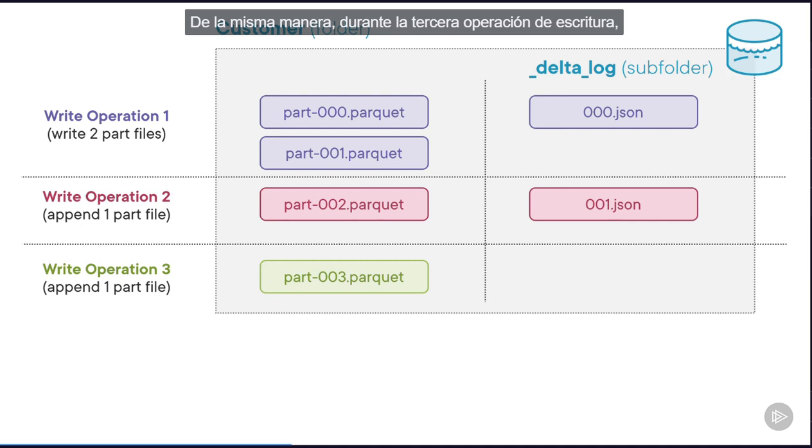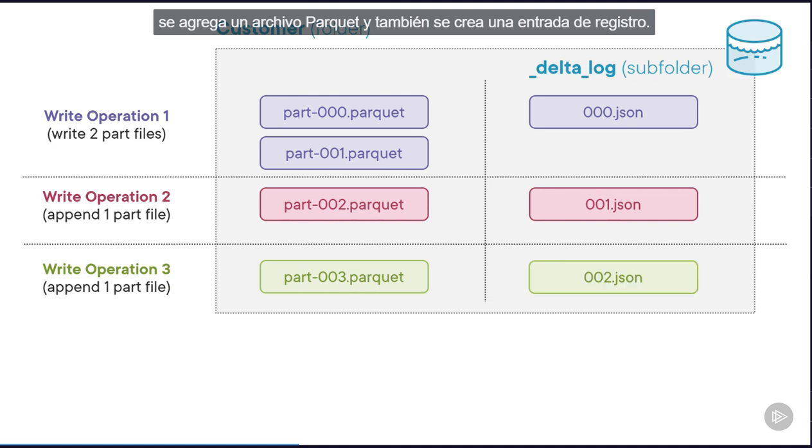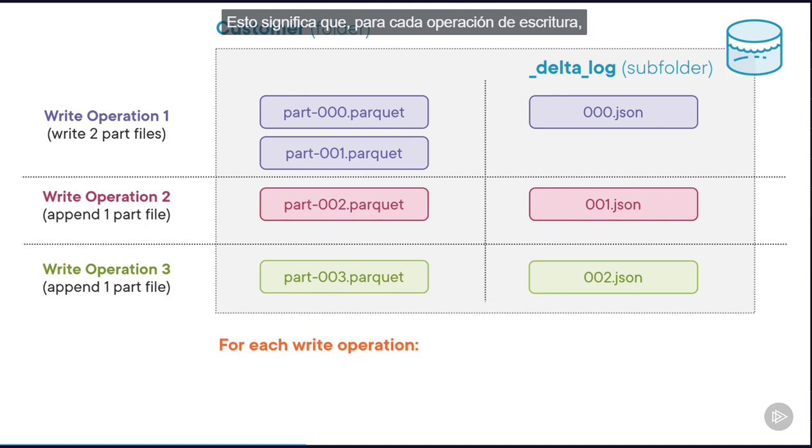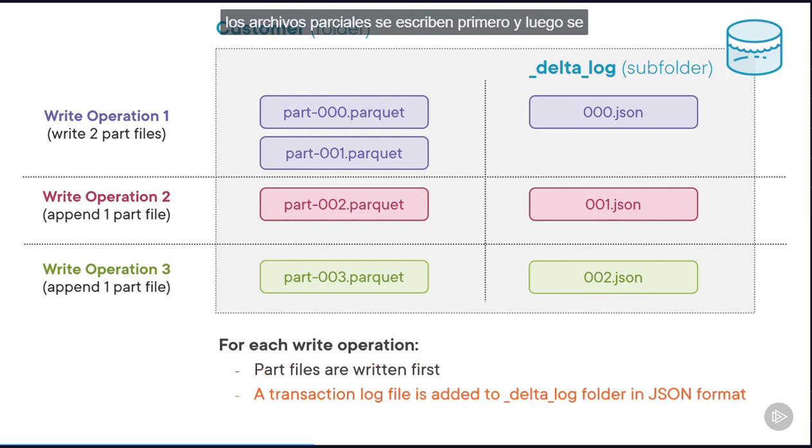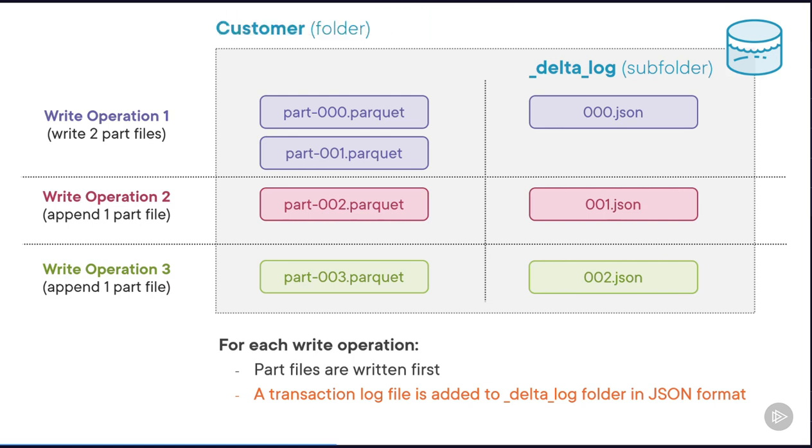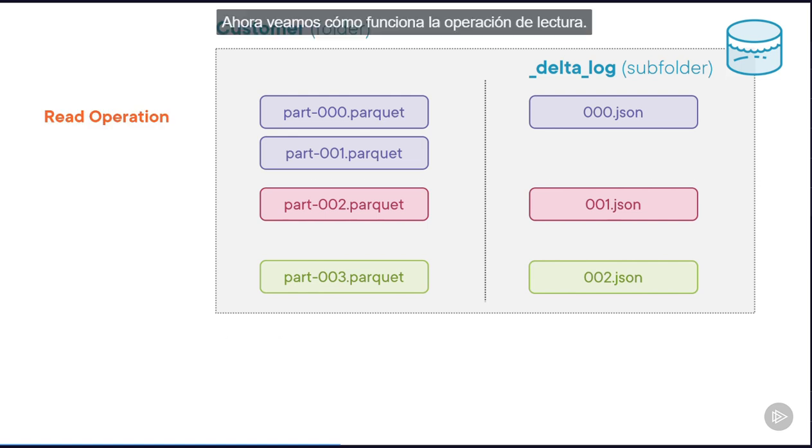In the same way, during third write operation, one Parquet file is added and a log entry is created as well. This means for each write operation, the part files are written first and then a transaction log file is added to _delta_log folder in JSON format. And remember, only when the log file is written, the transaction is considered complete, otherwise not. Make sense? Now let's see how read operation works.